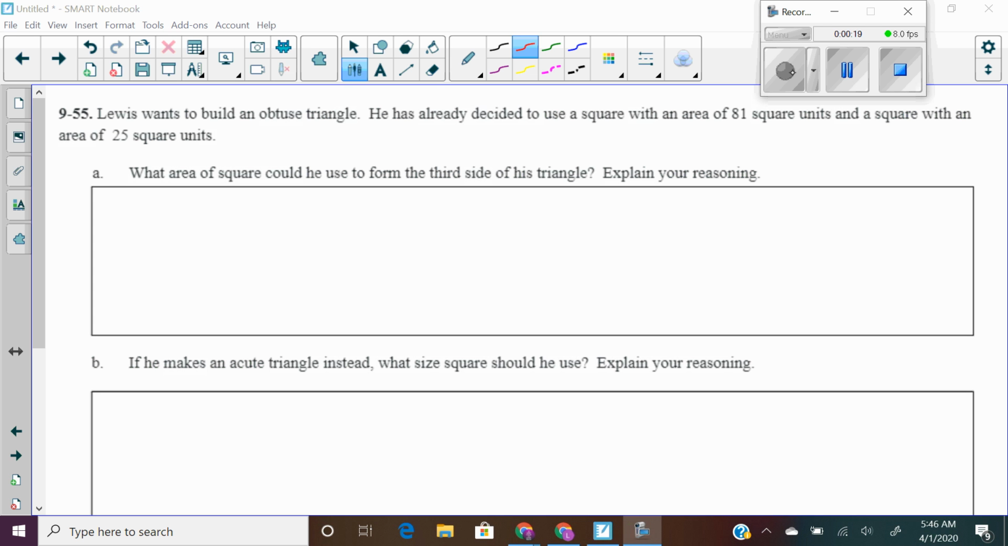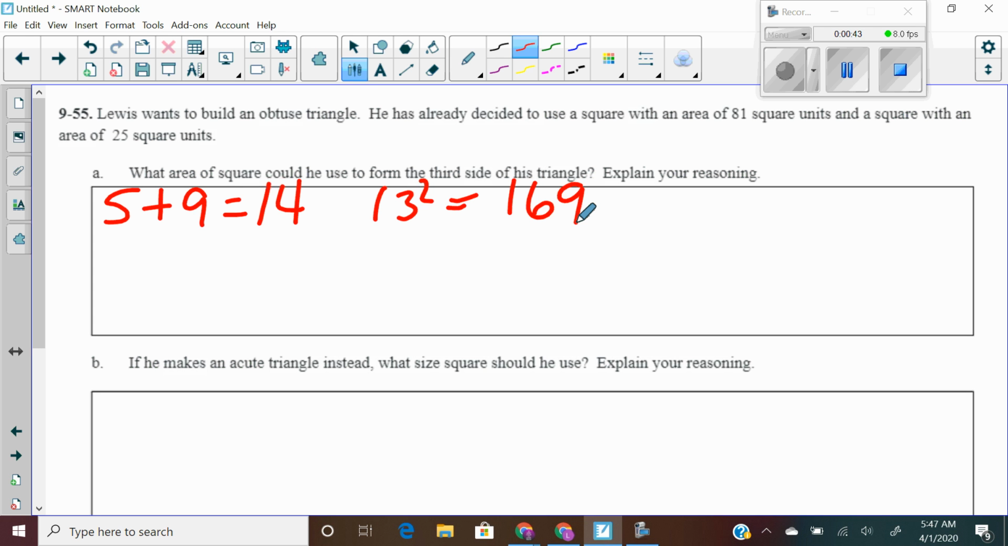The first thing I need to make sure is that my third side is less than the sum of the side lengths. So the side length of the 25 square is 5, plus 9, which equals 14. So it means my side length needs to be less than 14. So I know that 13 would make a triangle, and 13 squared is 169. So I know that 169 would work in this scenario. So then I need to see if 169 is going to make a triangle that will work.